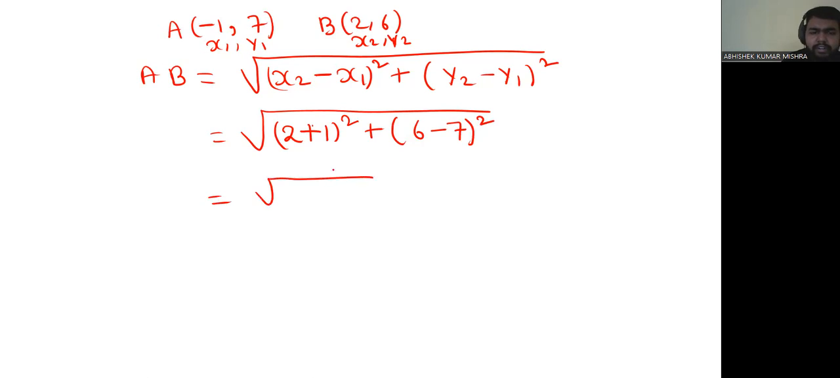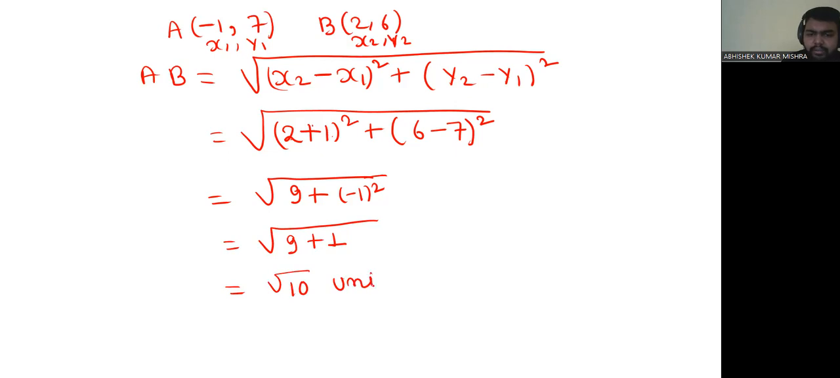So here you are going to write 2 plus 1 will make 3. 3 square will make 9. And here 6 minus 7 will make -1, and -1 square will make +1. You already know, whenever there is any negative number and the exponent is an even number like 2, 4, 6, 8, then the answer is always positive. You might be knowing this basic concept, right? So 9 plus 1. So your answer is √10 units. Now you can't solve this further. Okay, so this is your answer.